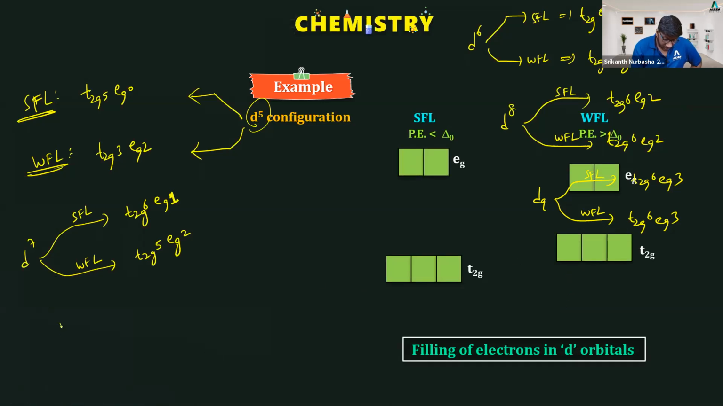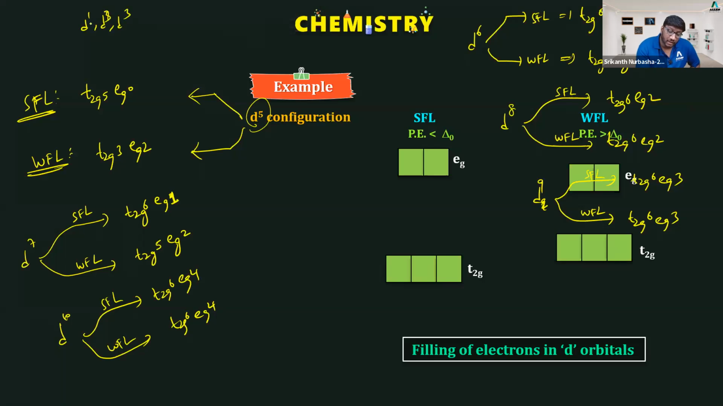D10 would be, again, strong field ligand or weak field ligand, T2G6 EG4, T2G6 EG4. So I can say D1, D2, D3 have the same configuration. D8, D9, D10, same configuration. And can I say D1, D2, D3 complexes will have what type of hybridization? I am talking about T2G, which means octahedral complex only. If the electronic configuration is D1, D2, D3 for any type of complex, what will be your hybridization?